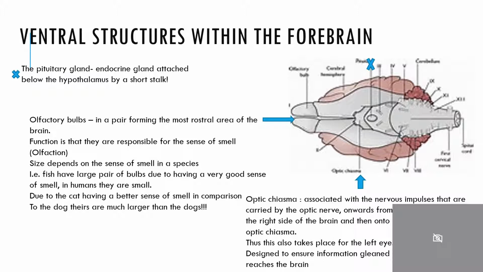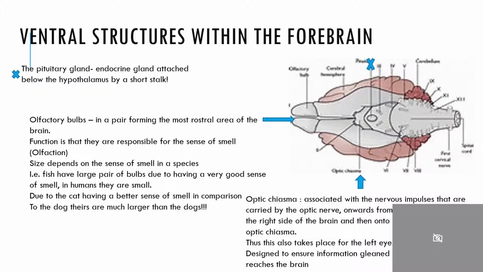The size depends on the sense of smell in a species. So, for example, fish have a large pair of bulbs due to having a very good sense of smell. In humans, they are small. Due to the cat having a better sense of smell in comparison to the dog, theirs are much larger than that of the dogs.